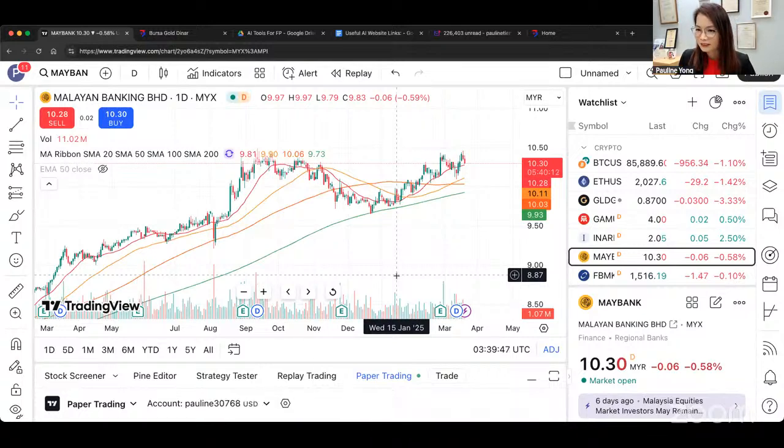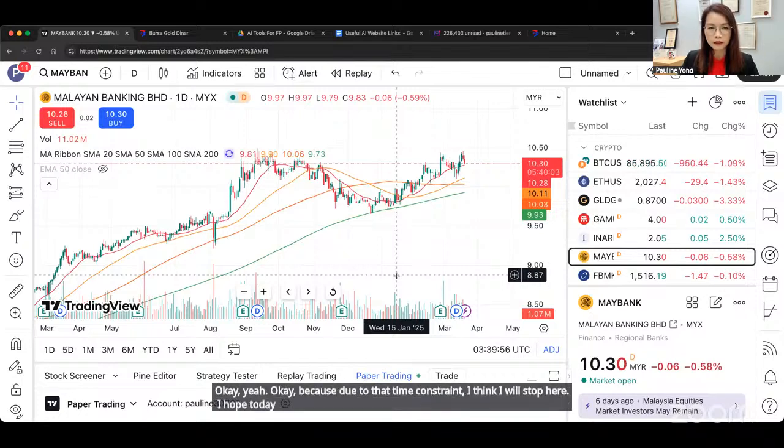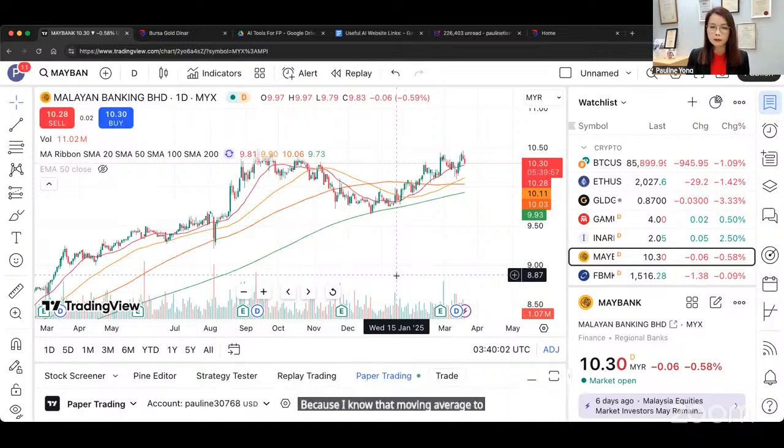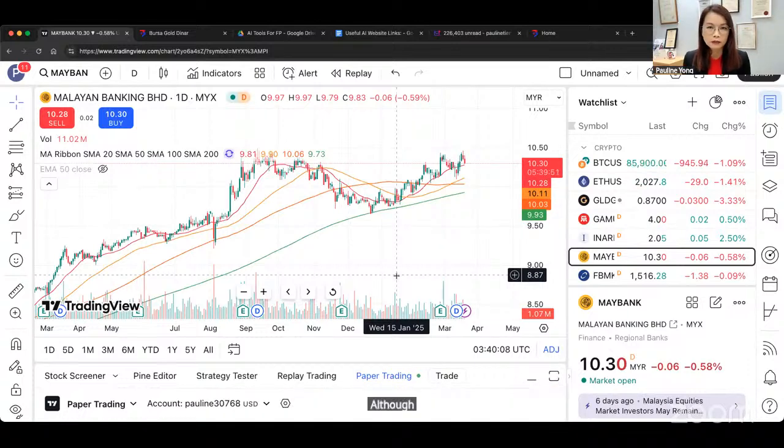Because of the time constraint, I think I will stop here. I hope today you have learned something and can apply it immediately in your trading. I know that moving average, to a lot of people, is a very simple strategy. But that's the beauty of it. Although it is simple, it is very useful.